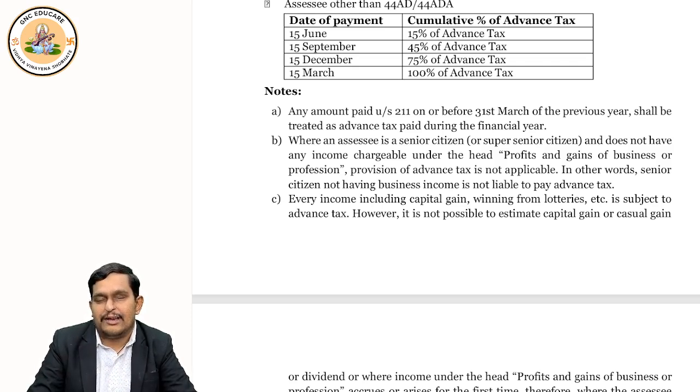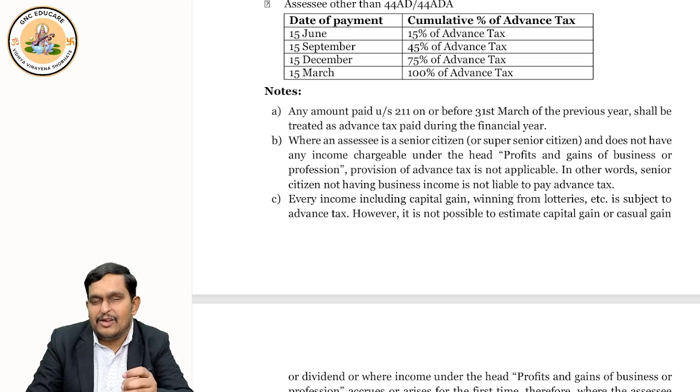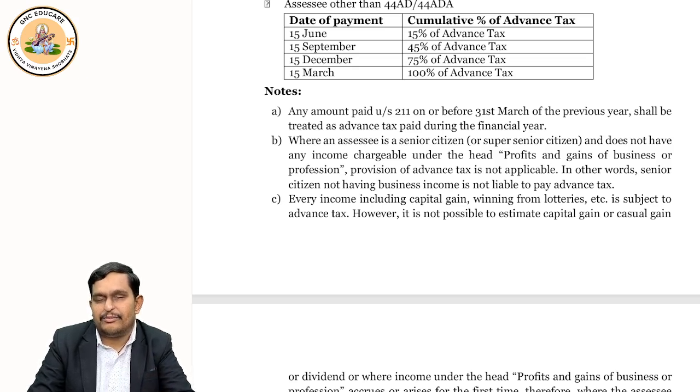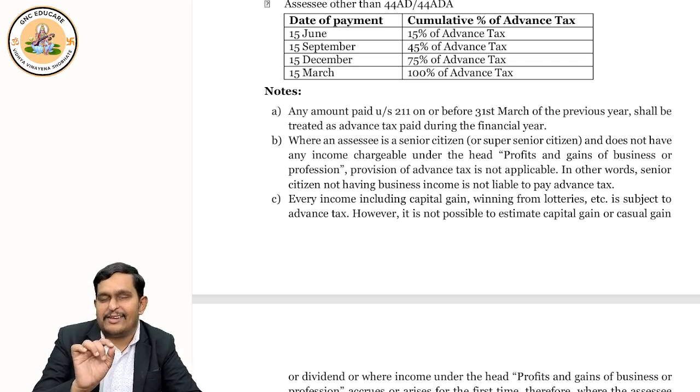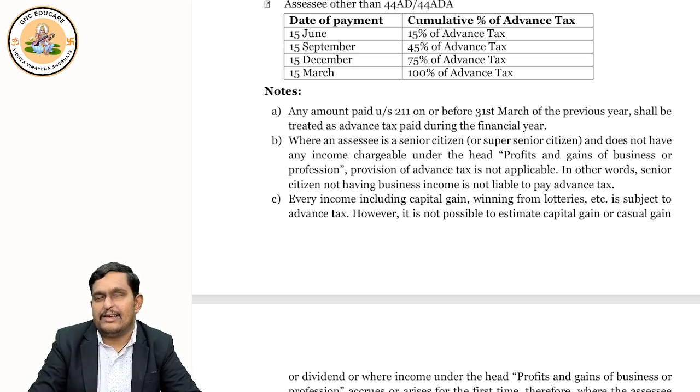So up to 100% of the advance tax should be paid by 15th March in both the cases, correct? Whether you are filing return under 44ADA or under other sections, other provisions, in all cases, till 15th March, you should pay 100% of the advance tax. But suppose there is a delay, no problem. Till 31st March of the previous year also, if you pay, we will treat it as advance tax only. Okay, that's what I explained earlier. That's what I am telling now.